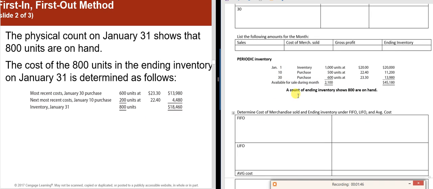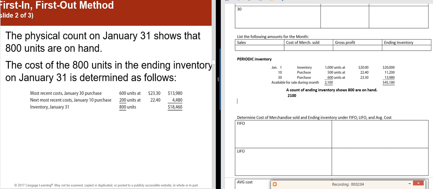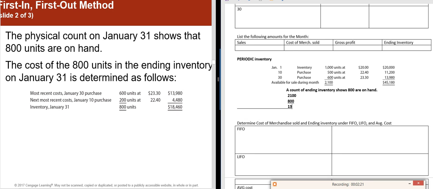So what happens now is I count inventory on hand. I got that 2,100 right there, available for sale. In other words, we have beginning inventory plus purchases of 1,100, so I have 2,100 for sale. If I had 800 that were left, I can compute that difference, and 2,100 minus 800 is 1,300 sold. Okay, so I know that I have 1,300 sold.